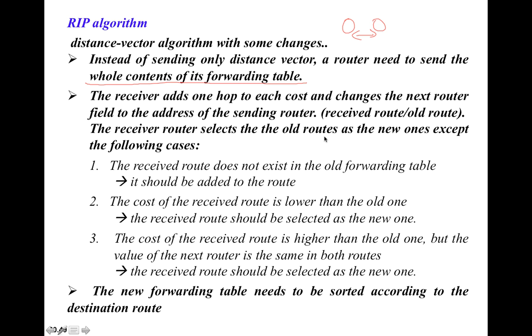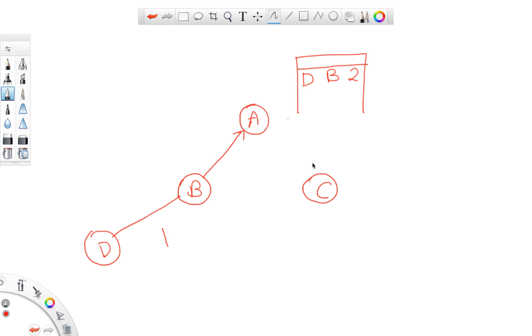Now, when do we select old routes and when do we select new ones that are advertised to us? How do we know? When do we select a new route and when do we not select it? Look at the first rule. It says, if the received route does not exist in the old forwarding table, then it should be added to the route. In this case, we have A, whose neighbors are B and C.